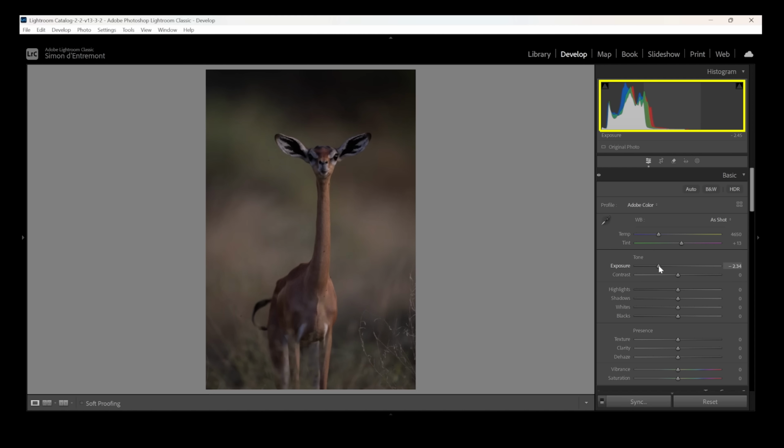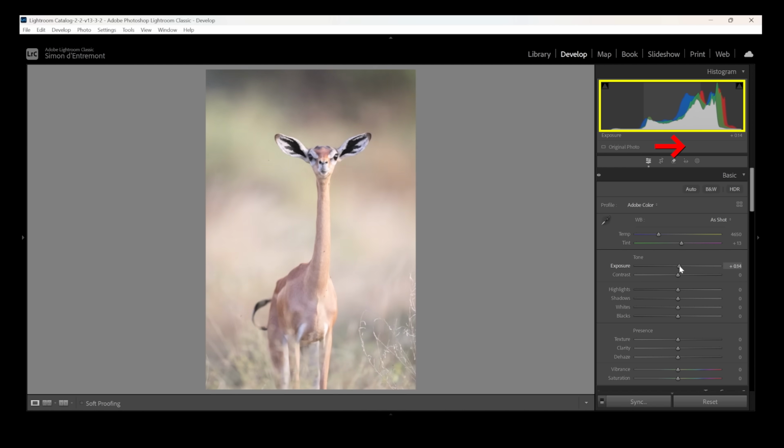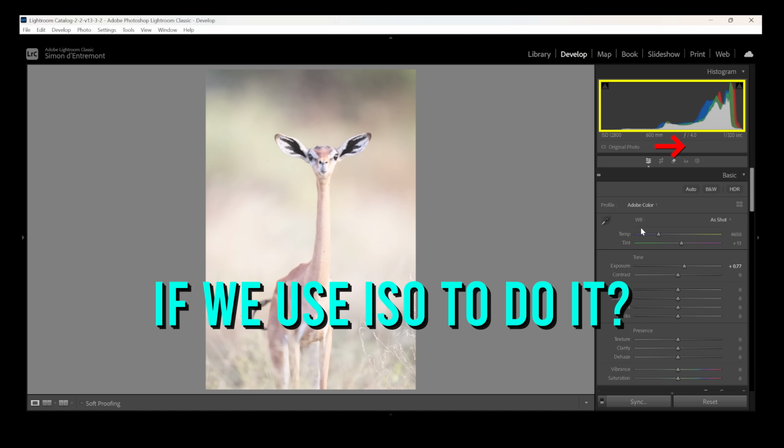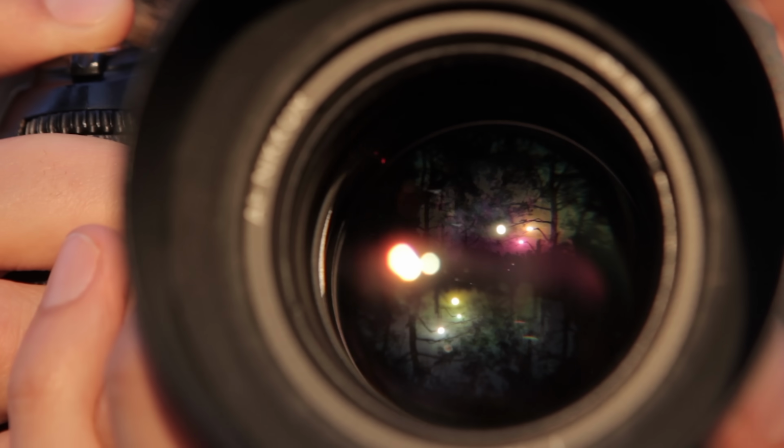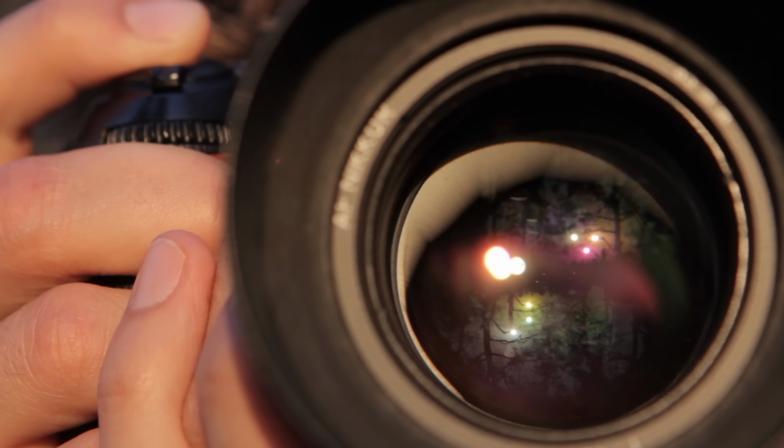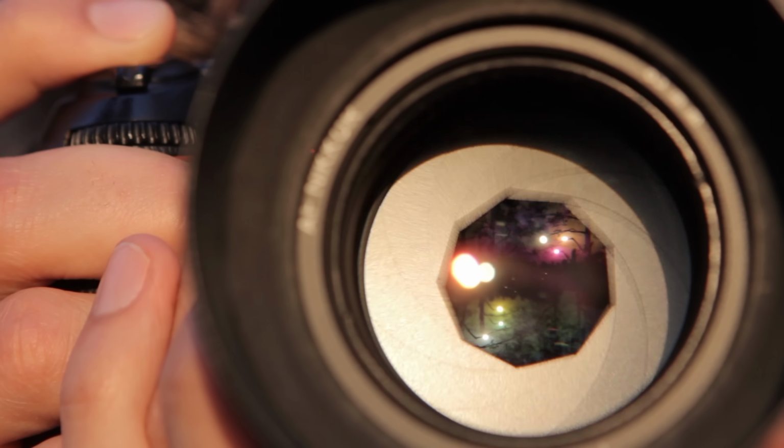much of an issue. So the question posed and which we need to answer here is, does moving the exposure and the histogram to the right do any good for the quality of our image if we use ISO to do it? That is, if the shutter speed and aperture are constant between two images and the amount of light hitting the sensor is the same, will raising the ISO do anything beneficial?